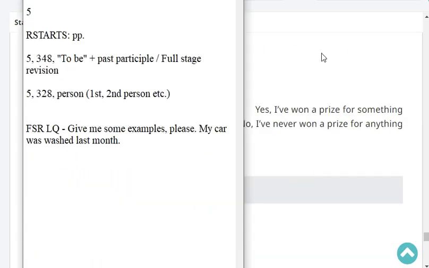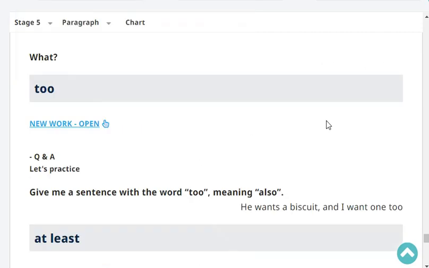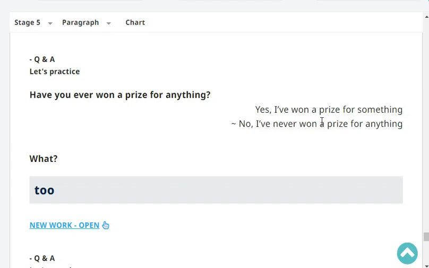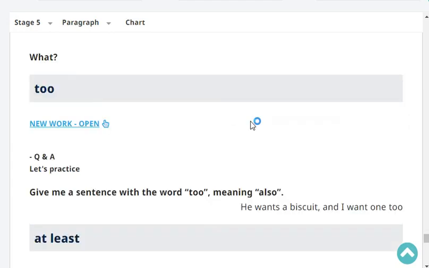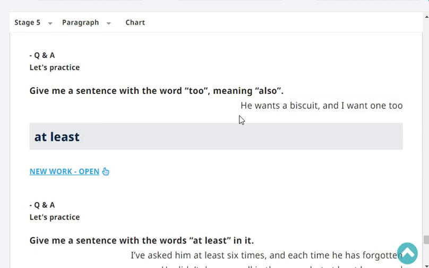Have you ever won a prize for anything? Yes or no? Yes, I've won a prize for something. What did you win? I won a 100-meter race. Oh, very good. So you get a medal. Very good.